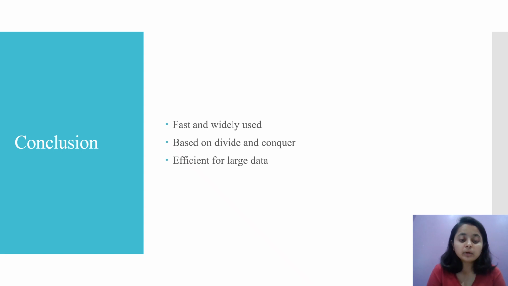Conclusion. To conclude, quicksort is a fast and widely used sorting algorithm. It is based on the divide and conquer technique. It is very efficient, especially for large datasets.